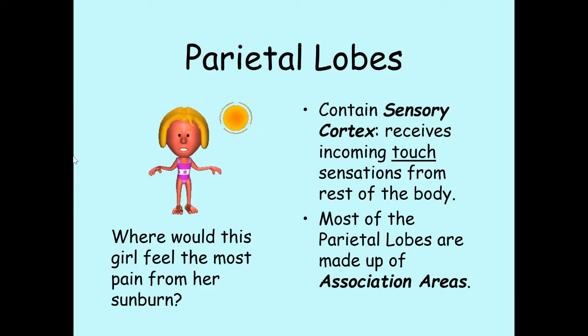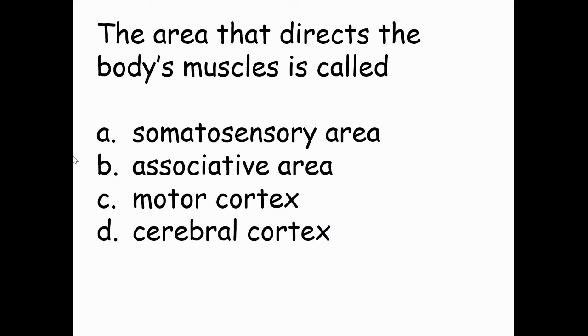So your parietal lobe, which is right above your spine, right on top of your brain, contains your sensory cortex, or your somatosensory cortex. It does some other stuff too, like where you are in space, something like spatial recognition. I think your GPS is in your brain, in your parietal lobe. Okay, the area that directs the body's muscles is called what? That is called the motor cortex. It's in the frontal lobe.